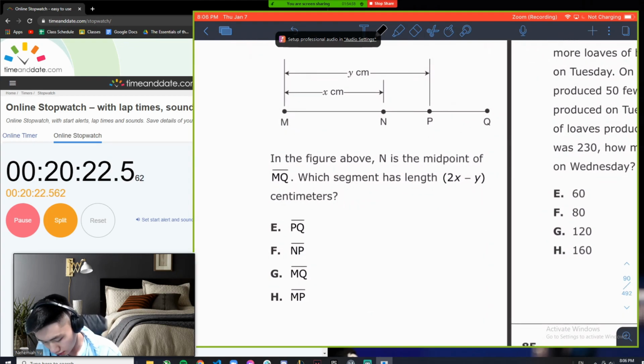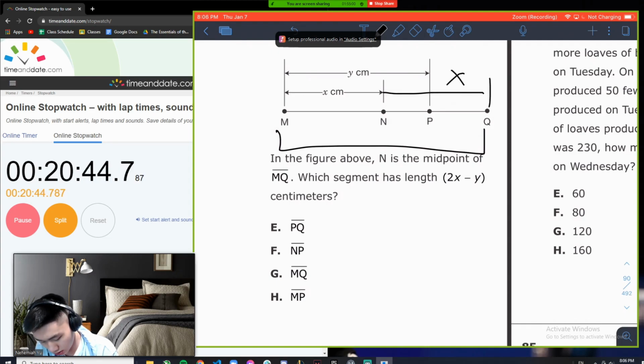N is the midpoint of MQ. Well, 2x is this whole thing minus this whole thing, because this is the midpoint, right? So this part is also x. So the whole thing is 2x, and minus y is this part. So it has to be PQ.